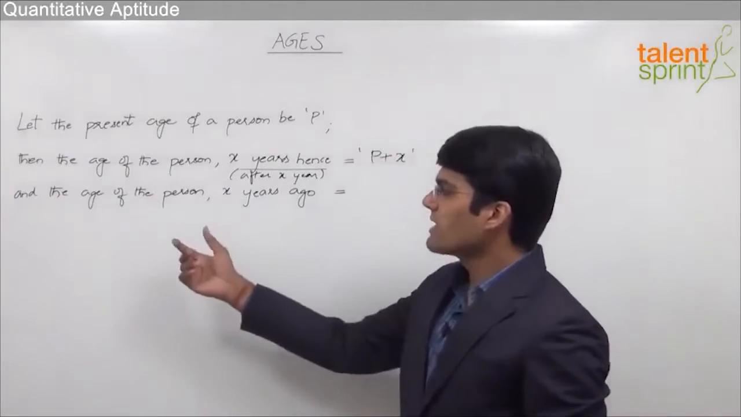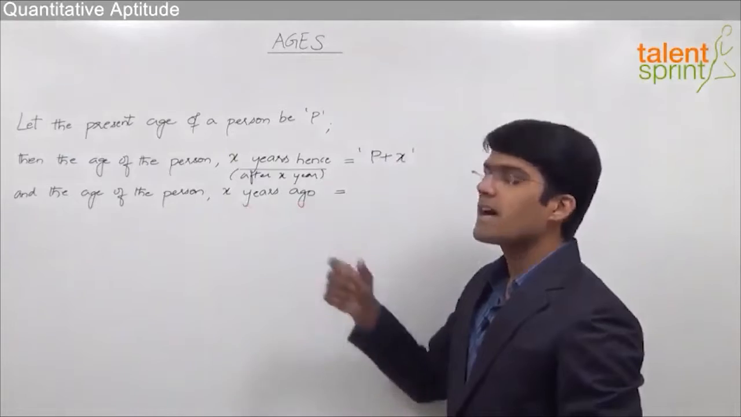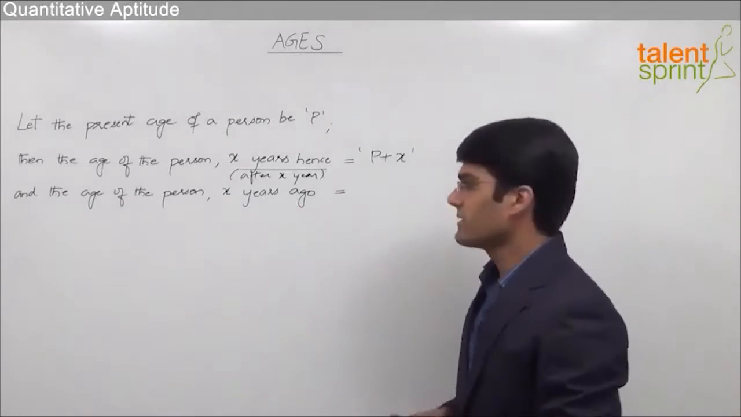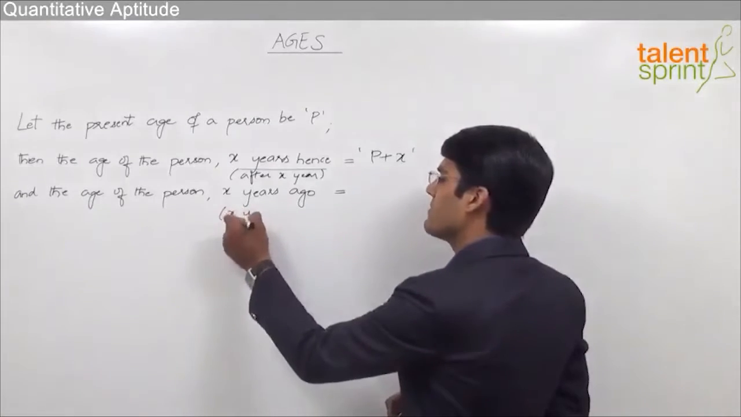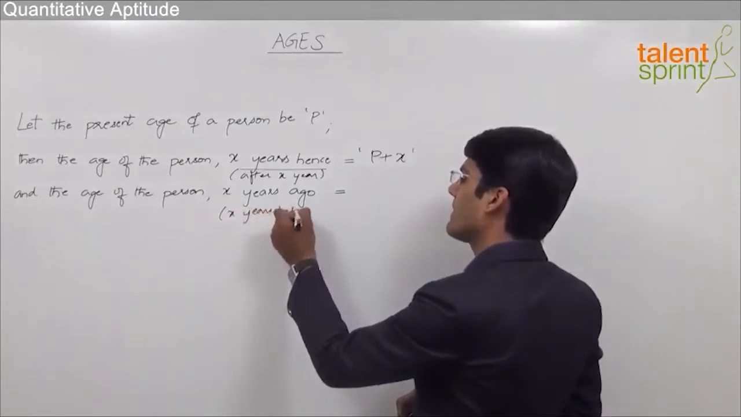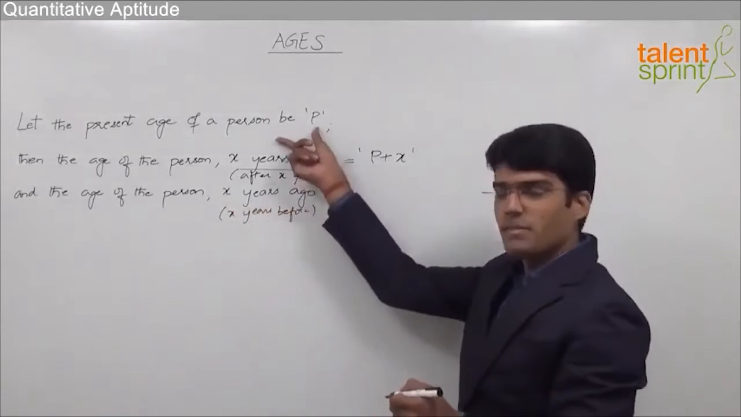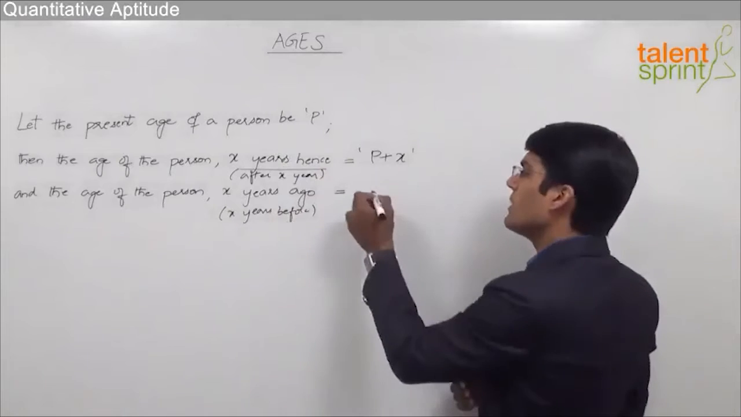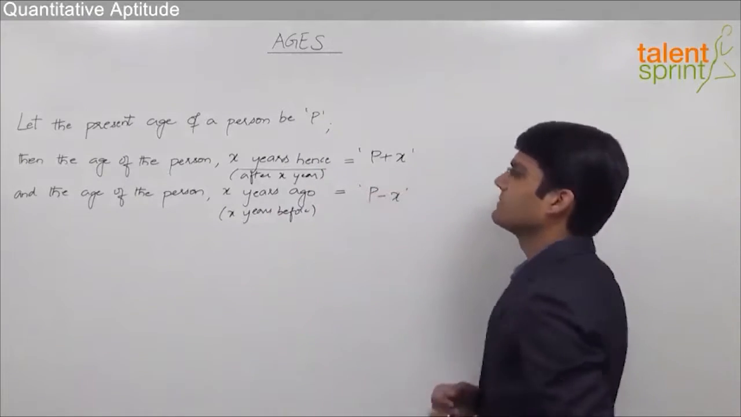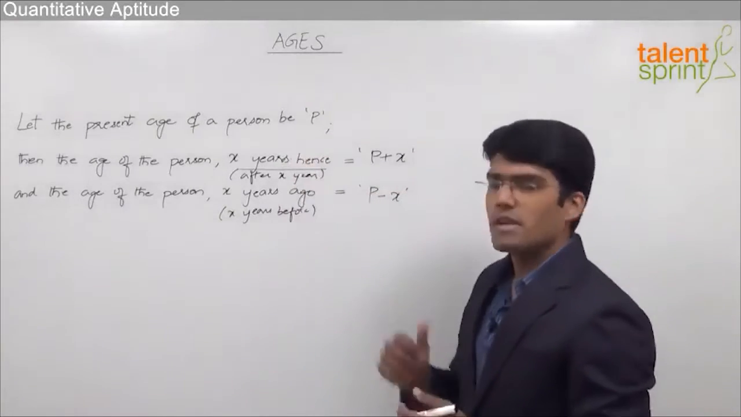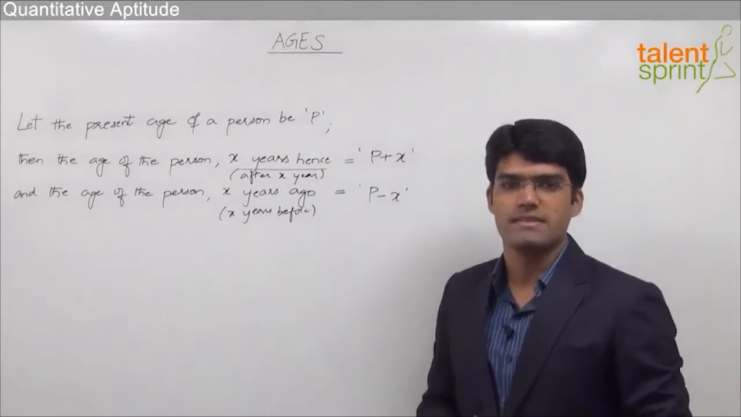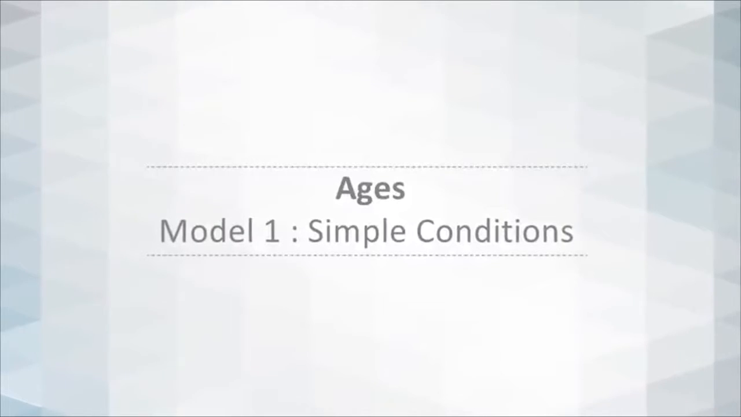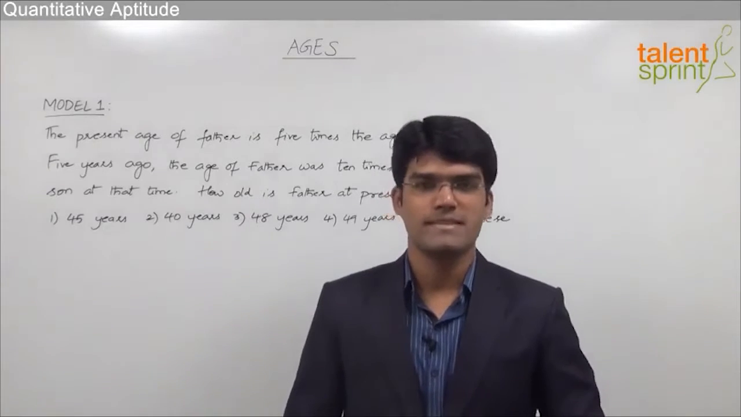The second point which we need to understand is the age of the person X years ago. X years ago, as we know, is nothing but before X years. So this can be taken as X years before. So if the present age of a person is P, then his age X years ago or before X years will be equal to P minus X. So these 2 points are very frequently used while solving questions on ages. Let us now take some examples from ages. Let us take the first model from ages.